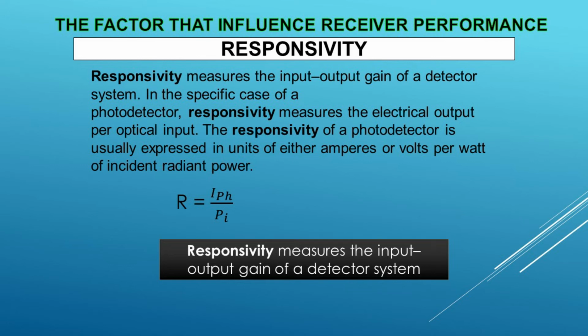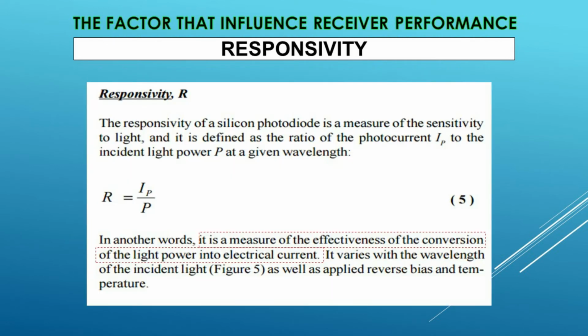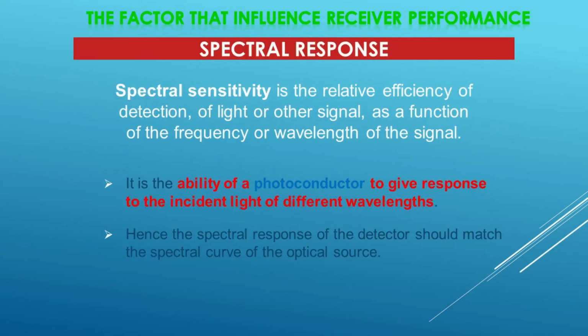Responsivity. Responsivity measures the input-output gain of a detector system. Spectral response. Spectral sensitivity is the relative efficiency of detection of light or other signal as a function of the frequency or wavelength of the signal. It is the ability of a photoconductor to respond to incident light of different wavelengths. Hence, the spectral response of the detector should match the spectral curve of the optical source.